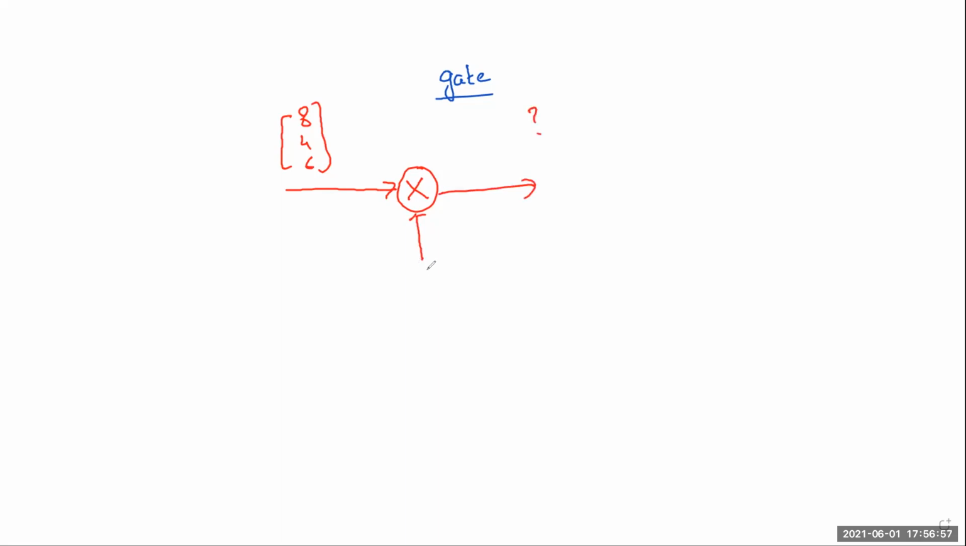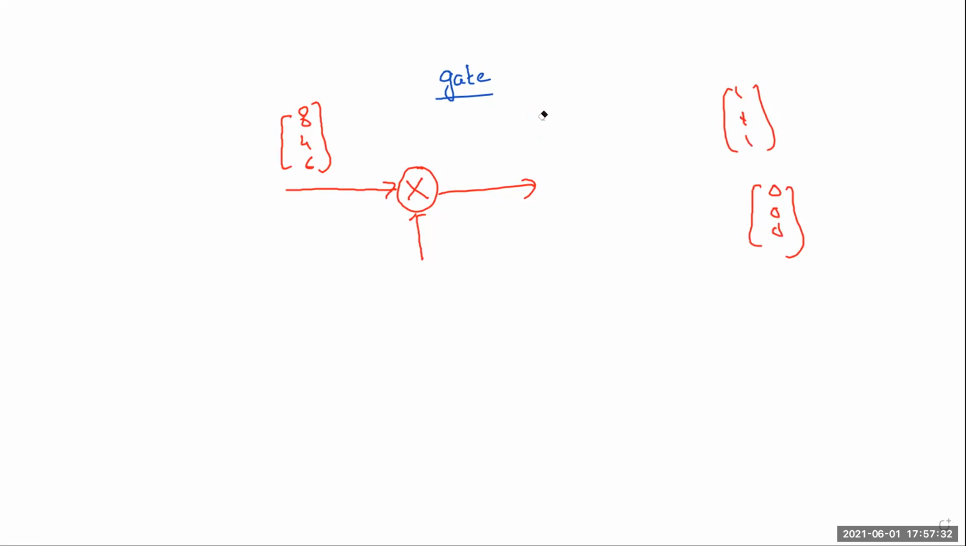Since we are performing pointwise multiplication, if I multiply this vector by a vector of all ones, pointwise means first element with first element, second with second, third with third, what do I get here? I get the same thing here. So it means the tap is fully open. Similarly, if I don't want any information to pass, I can simply multiply by a vector of all zeros. So when you multiply 8, 4, 6 by 0, 0, 0, what do you get? Nothing. So it is like the tap is fully closed.